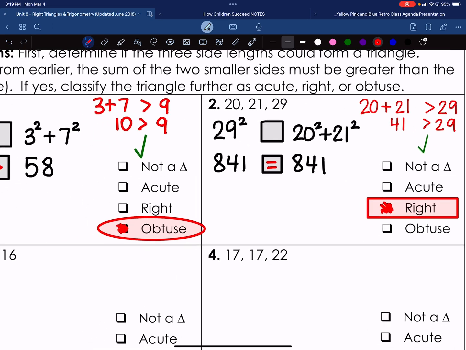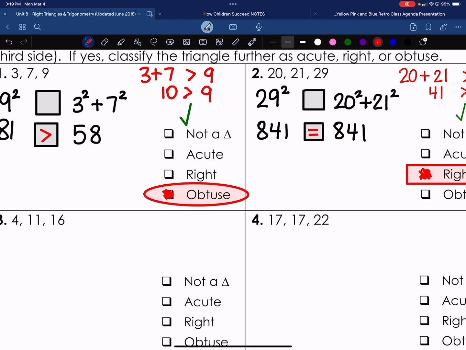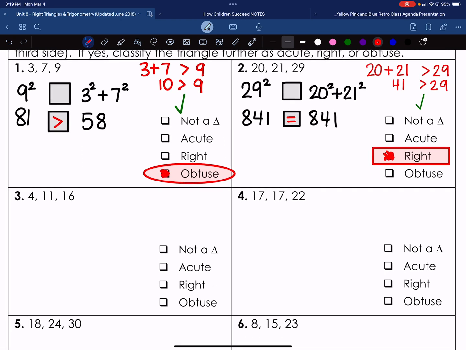Okay, so we're going to keep doing the same thing. Let's take a look at number 3. Okay, we got 4, 11, and 16. What are my two smaller sides? 4 and 11. Okay, we got to add them together and make sure that they're bigger than 16. It's not a triangle because when you add them up, it's 15 and 16.